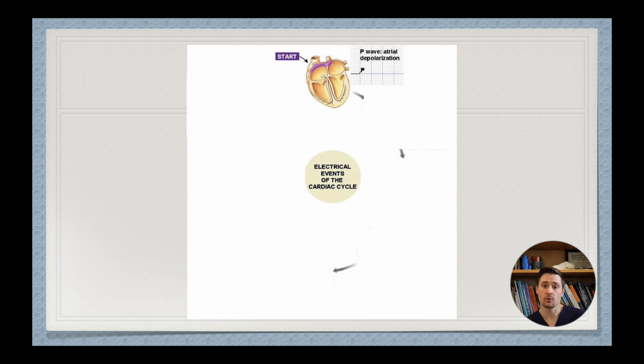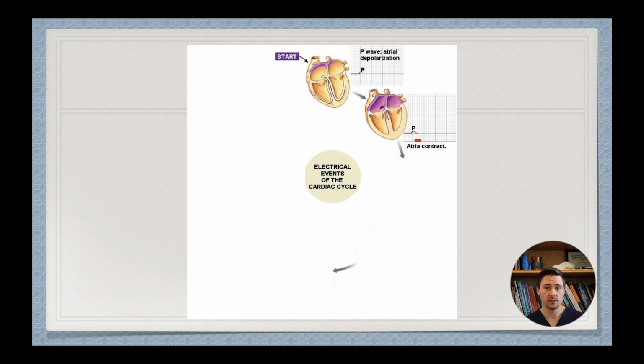So the top portion, or SA node, if you'll remember, is the first portion of our electrical conduction system. When that fires, the atria depolarize or contract. You see this on the P wave on our ECG. On the picture, this little purple part here at the top of the heart spreads throughout the atria, making them contract until the conduction system comes to the AV node.